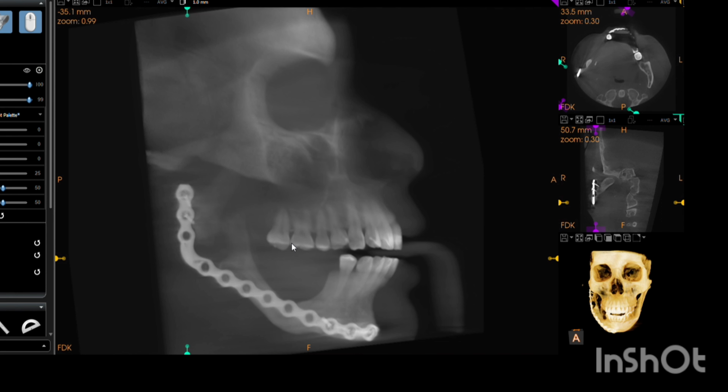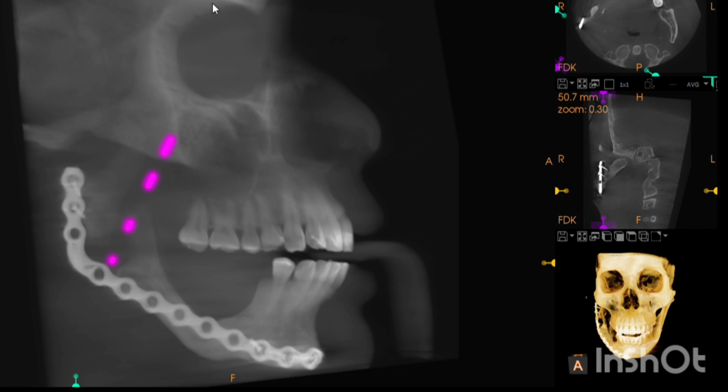The condyle, the coronoid process, everything is attached to the upper fragment, and this is the inferior fragment. And this is your fracture line. It has affected this reconstruction plate now, which I'll show you in this section.